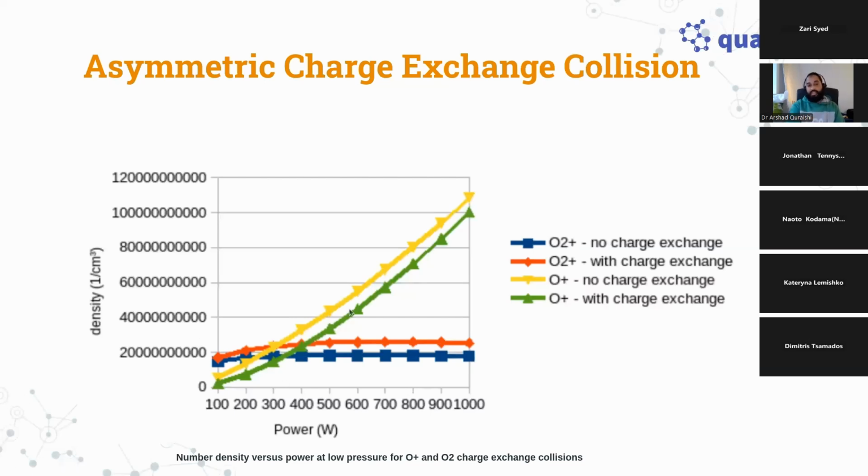The yellow line shows the O+ without any charge exchange collision, and the blue line shows the O2 without any charge exchange. So when O+ collides with O2, O+ becomes a neutral oxygen atom and O2 becomes O2+. So because the O+ ion density comes down as it becomes neutral, you see this green line below the yellow line, and O2 becomes O2+, so its ion density increases, so you see the yellow line above the blue line.